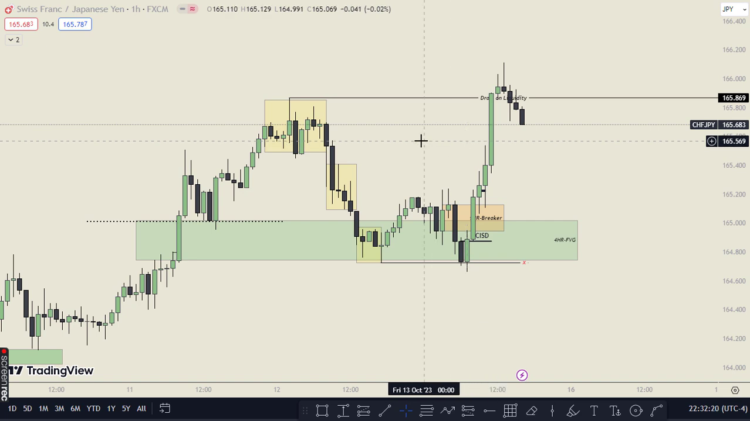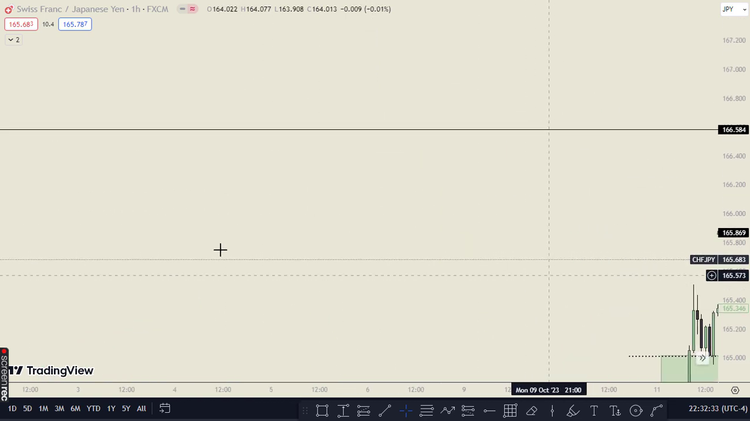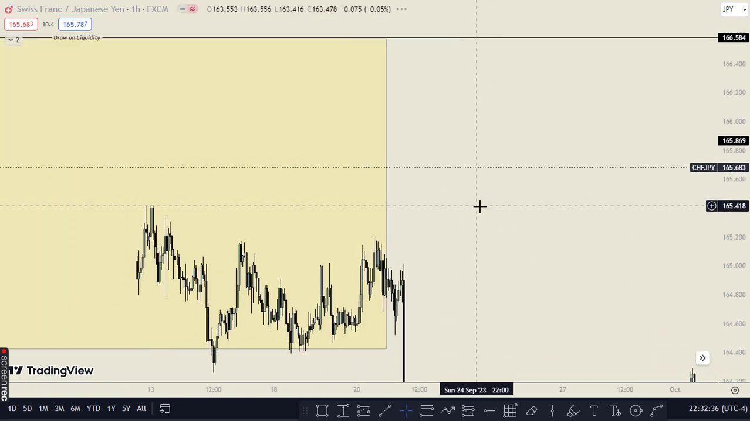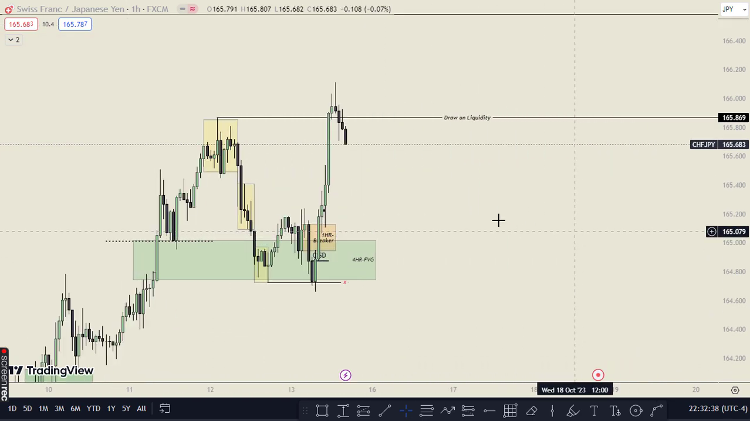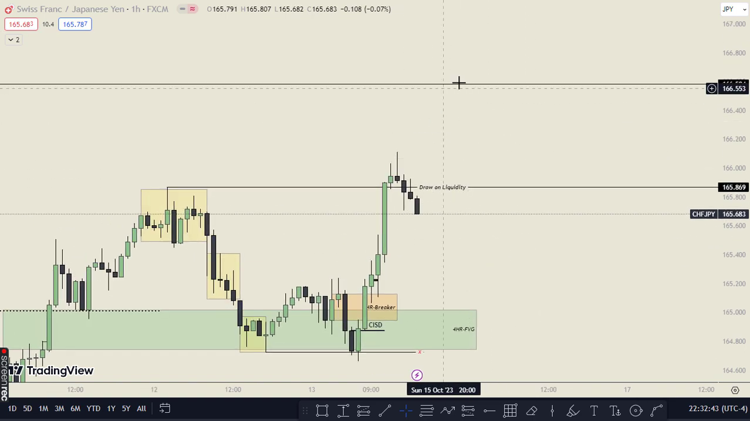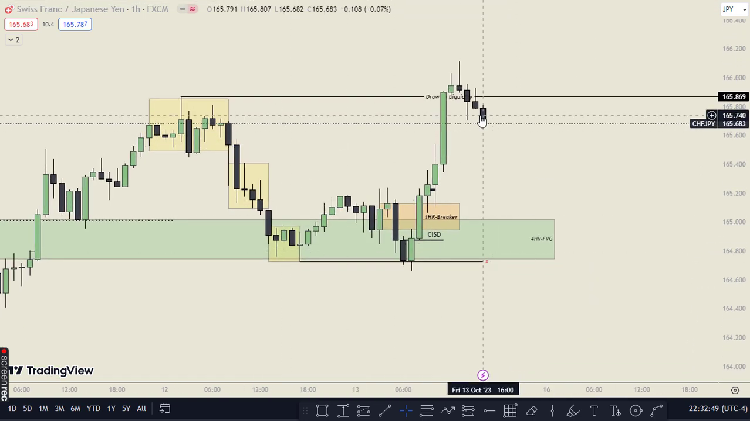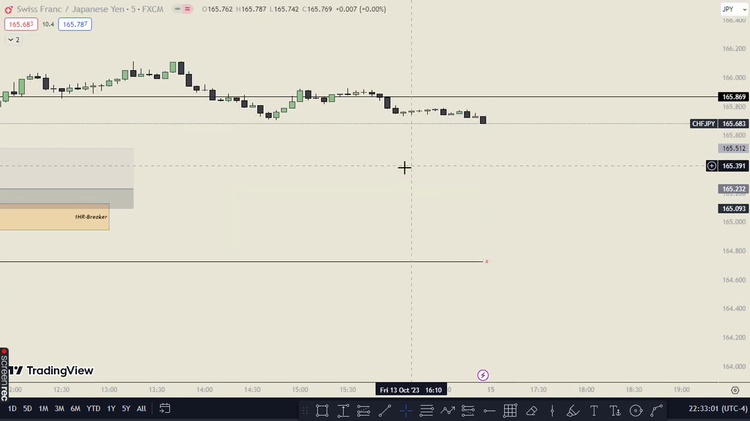And as you can notice that we have a market maker buy model inside of a market maker buy model. So we have this 1 hour market maker buy model, and we also have that daily market maker buy model. So we have a lot of confluences to go to the upside, right? So the first draw on liquidity and the second draw on liquidity. And this is what the market is telling us on the 1 hour time frame. And now let's move on to the time frame that we want to look for entries, actual entries, right? And let's go to the 5-minute time frame.